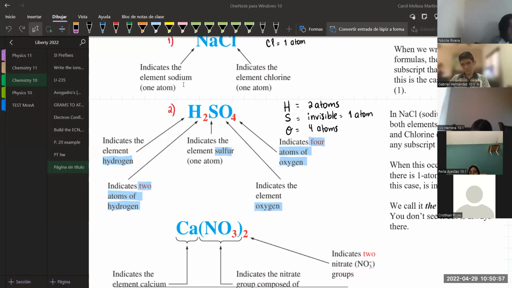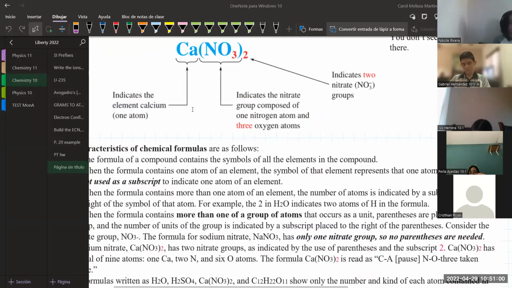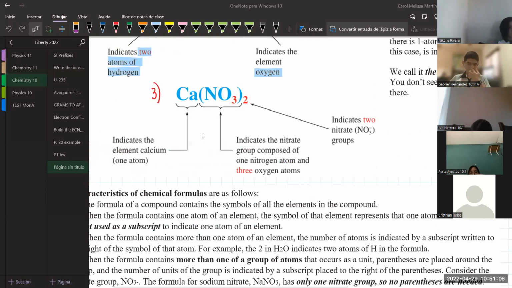Now let's see example number 3. How many elements do you recognize in the third example?